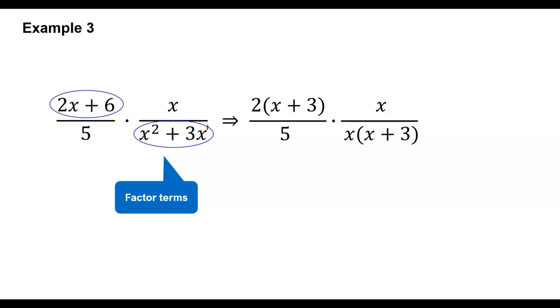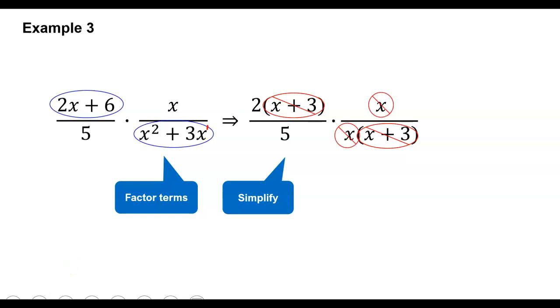So the x plus 3 parentheses actually can be crossed out on both top and bottom. Okay. What else is on top and bottom? There's an x and an x that can be crossed out on the top and bottom. So what are we left with? 2 and 5, so 2 over 5. That's it.